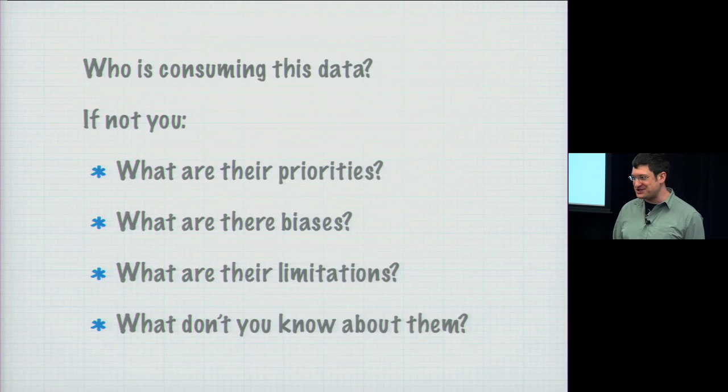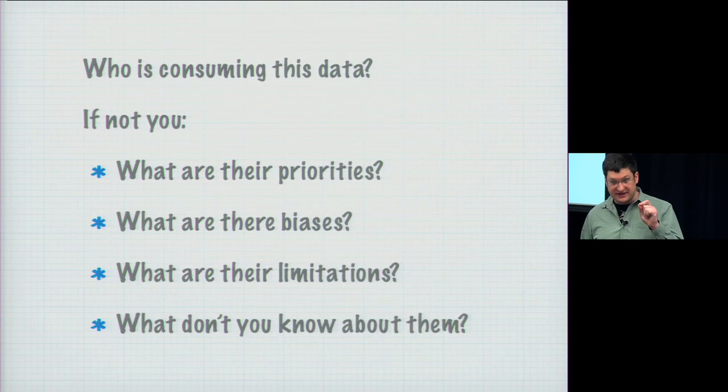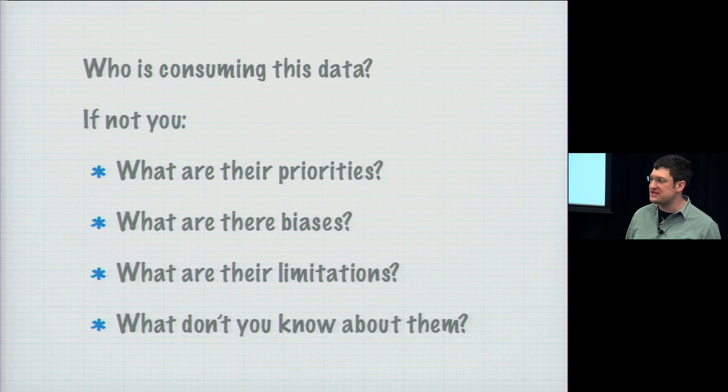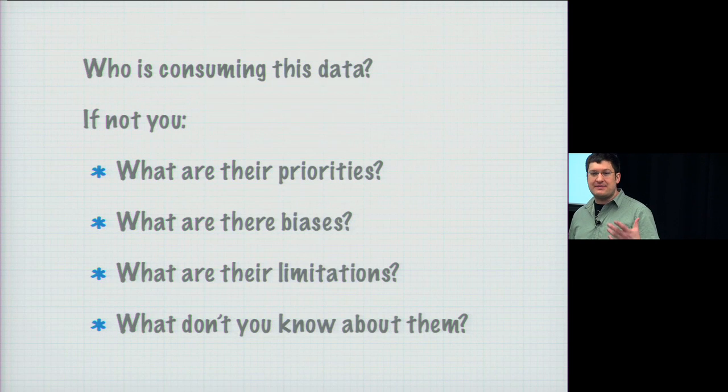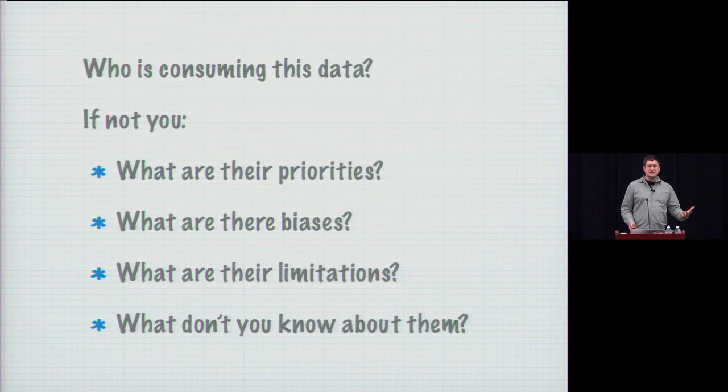What don't you know about them? This is sort of a hard meta question, but there may be things you know very specifically. I actually don't know what desktop OS they're running. That might make a big difference. I don't know whether they're on mobile or they're on desktop. That might make a big difference in how I present this data. So these are things that if you're aware, you don't have a good answer to, you can either go find that or you can design something that works in either situation.